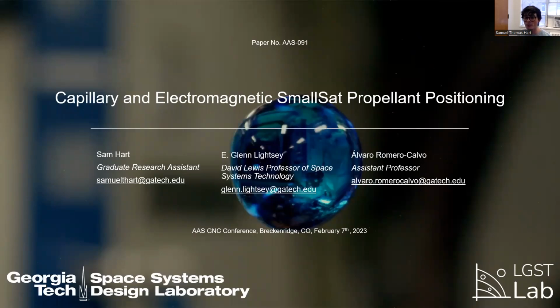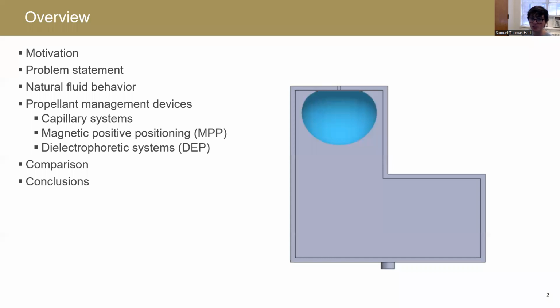All right, so today I'll be presenting on capillary and electromagnetic Smallsat propellant positioning. First, just a quick overview. I'm going to start off with the motivation for why we're looking into these devices, and then we're going to look at the natural fluid behavior, and then we're going to look at how we can make the fluid behave in ways it doesn't want to. Then we'll move on to a comparison of all these different methods, and we'll end on some conclusions.